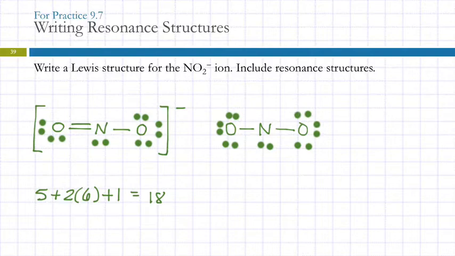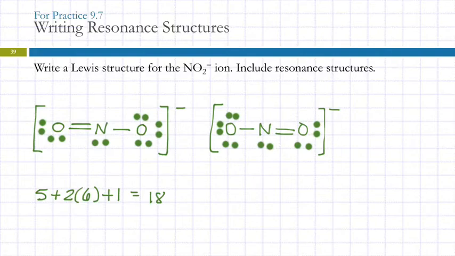And I had to choose where to put the double bond. I'm going to make the other choice. I'm going to put the double bond over here. So I'm going to take one of the lone pairs from that oxygen and share it with the nitrogen. That also has a -1 charge. And so those are the 2 different options.